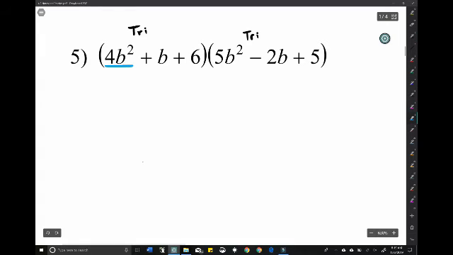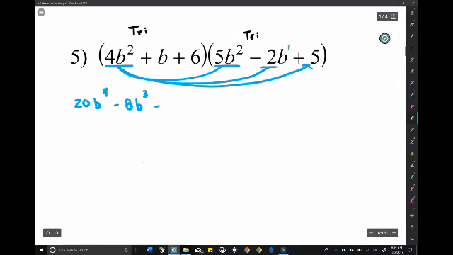4b squared times 5b squared. 4 times 5, 20b to the fourth. b squared, you add them, b to the fourth. Next up, 4b squared times negative 2b is negative 8b to the third. 4b squared times 1 is going to add to that there. 4b times 5 is plus 20b squared, and we took care of those there.